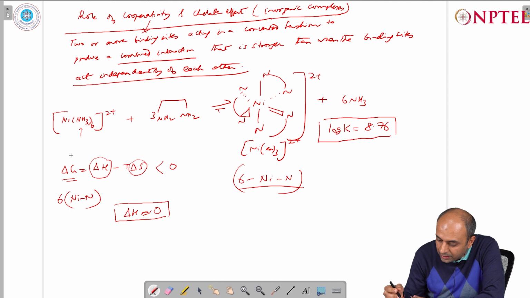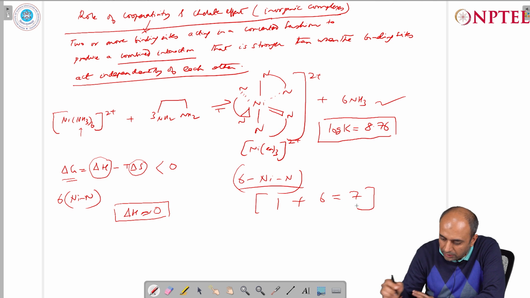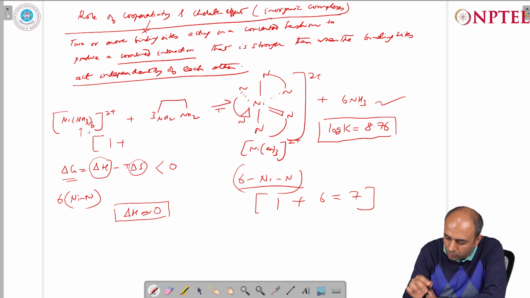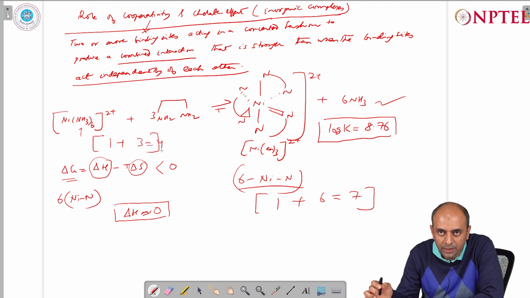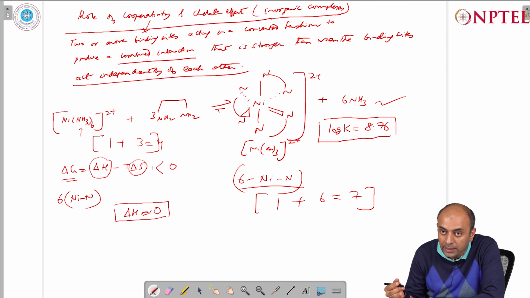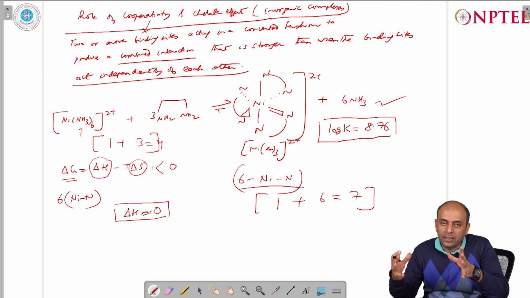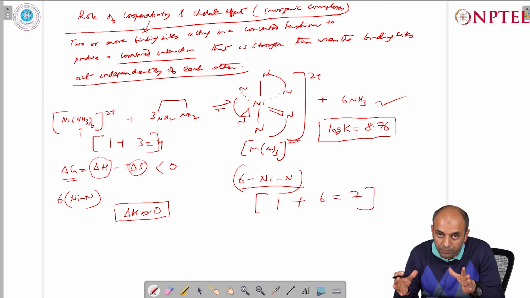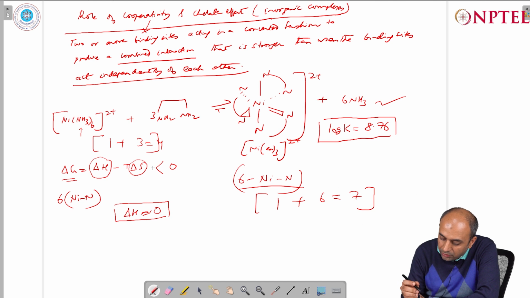But what essentially has increased is the number of particles on the right hand side. Number of particles on the right hand side is 1 for the complex plus 6 for the ammonia molecules, that is 7. But here we have got 1 for hexamine nickel 2+ and 3 ligand molecules, that is 4. So, there is an increase in the number of particles when you go from the reactant to the product, and this is associated with an entropy increase because more particles are now released into the bulk of the medium, and that means the number of translational degrees of freedom now increases, and this represents a positive entropy change.